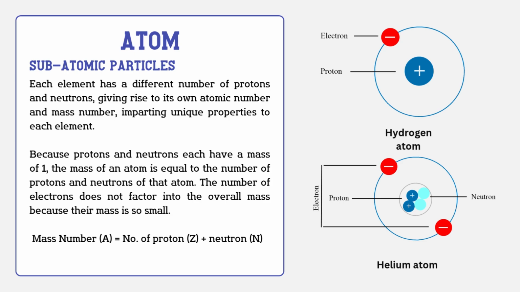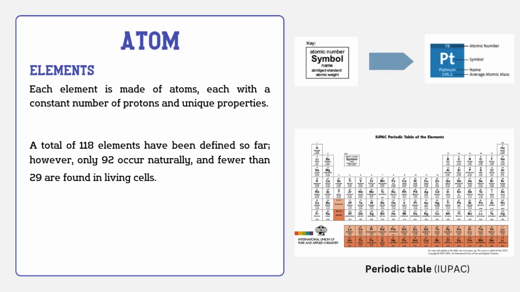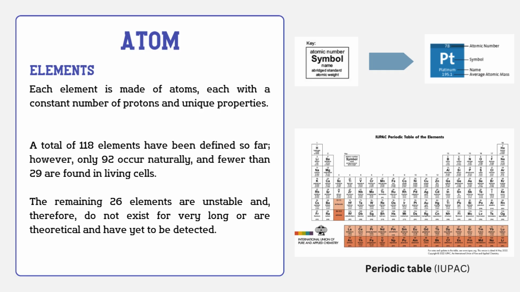Because protons and neutrons each have a mass of 1, the mass of an atom is equal to the number of protons and neutrons of that atom. The number of electrons does not factor into the overall mass because their mass is so small. Each element is made of atoms, each with a constant number of protons and unique properties.